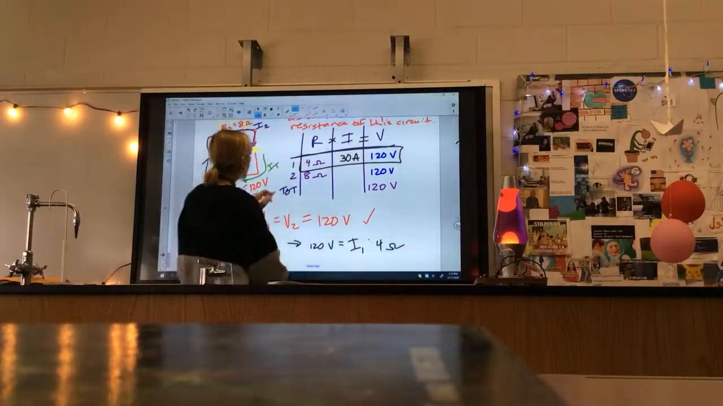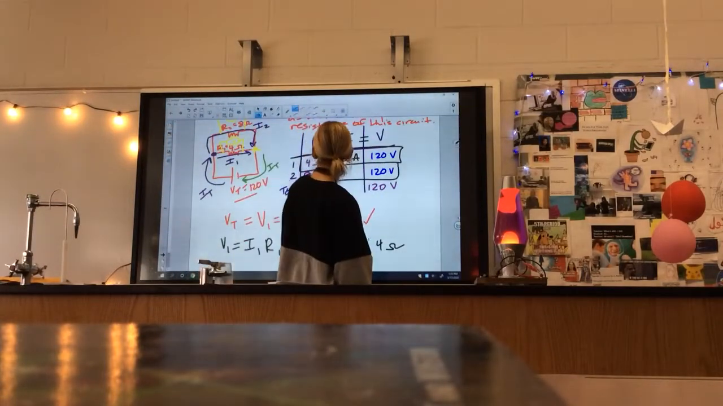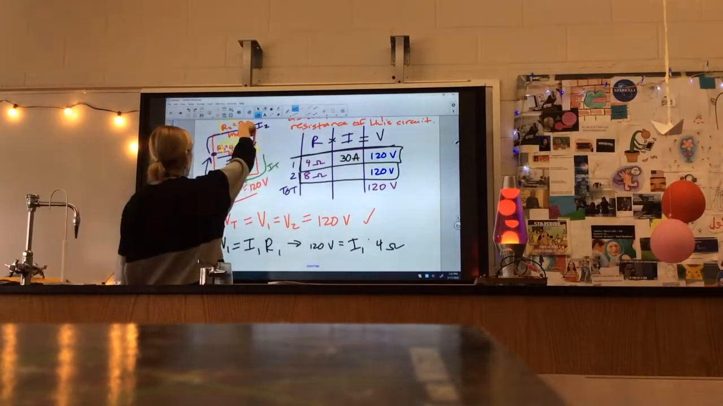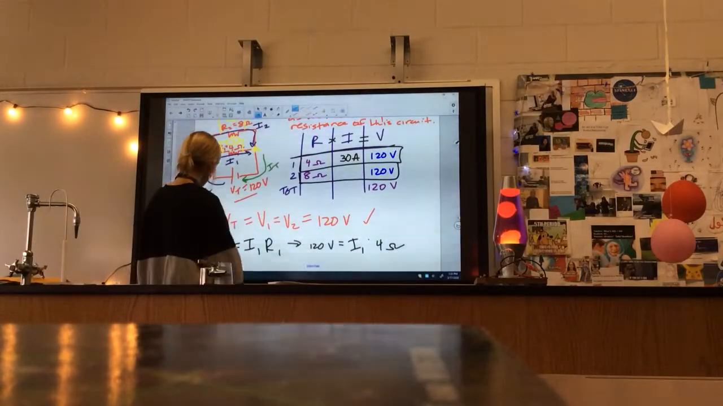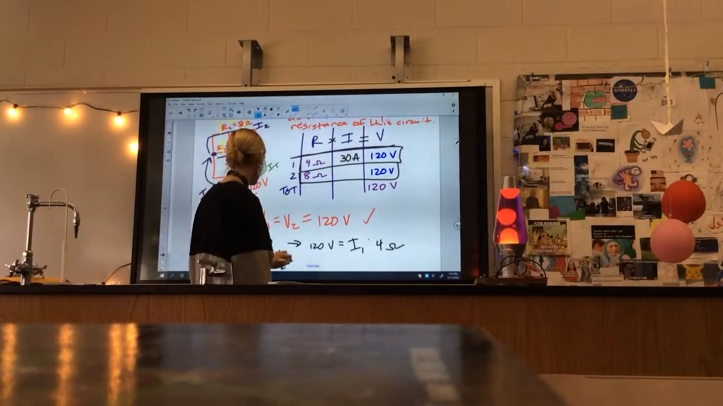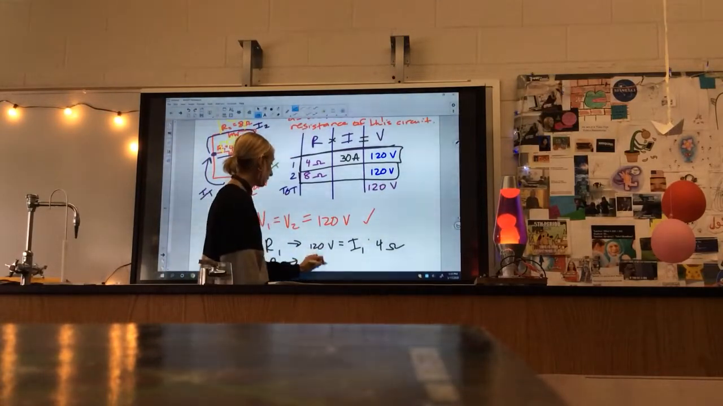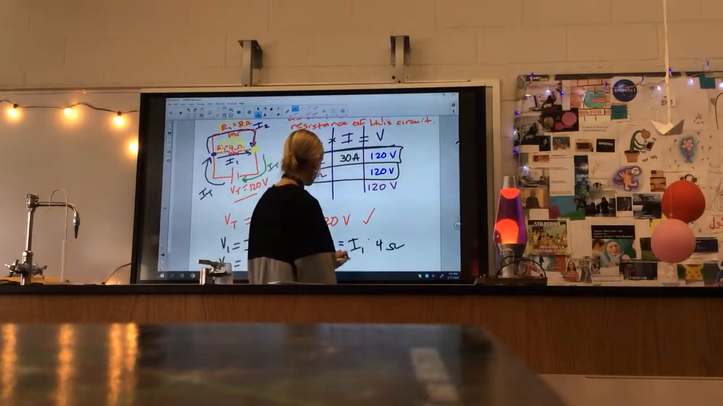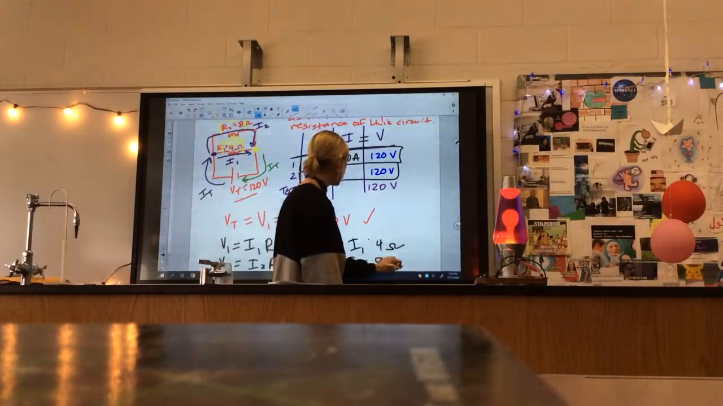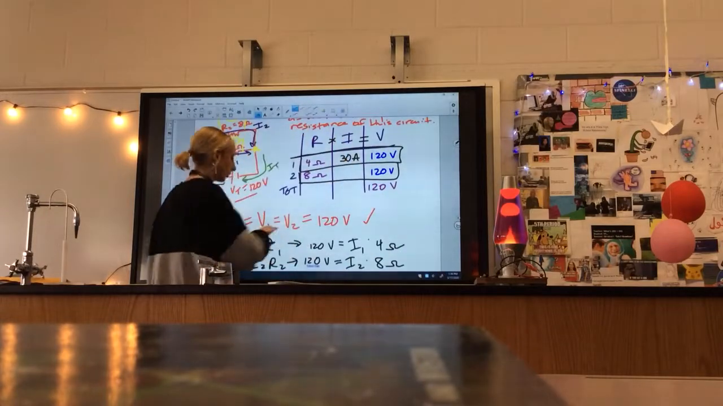Okay, I'm going to now do the exact same thing for resistor 2 and figure out how much current is going through that second path. So V2 equals I2 R2. In other words, I have 120 volts is equal to I2, which is unknown, times 8 ohms. So I'm just going to do it right now.